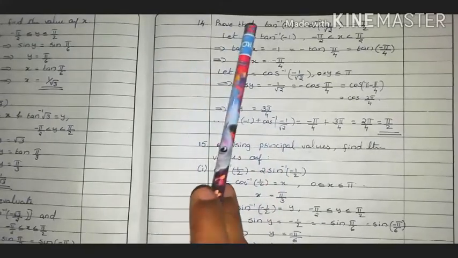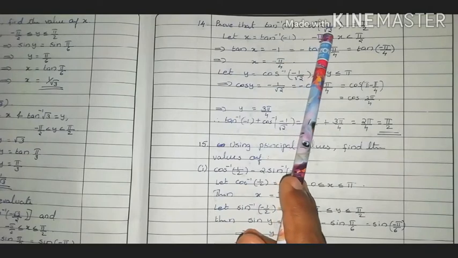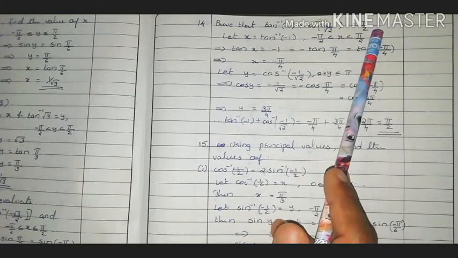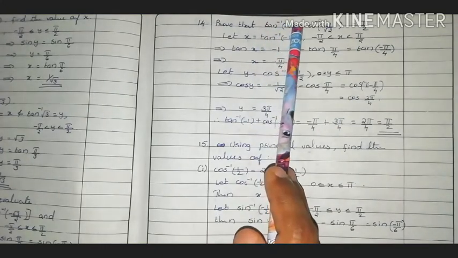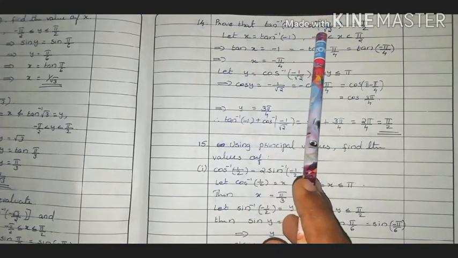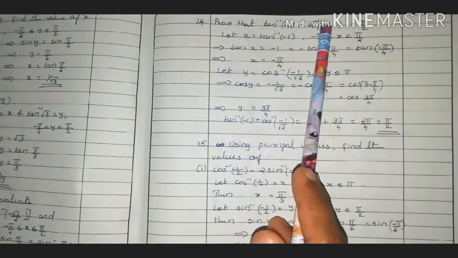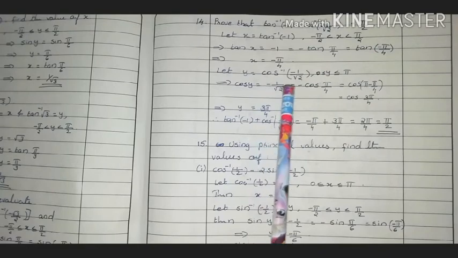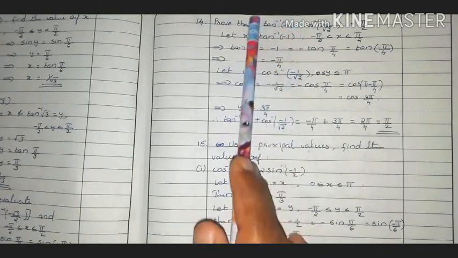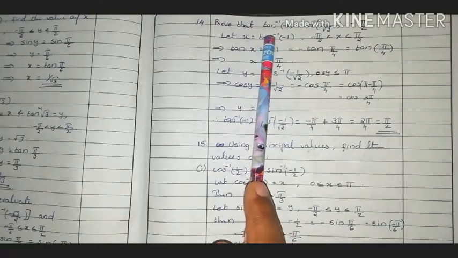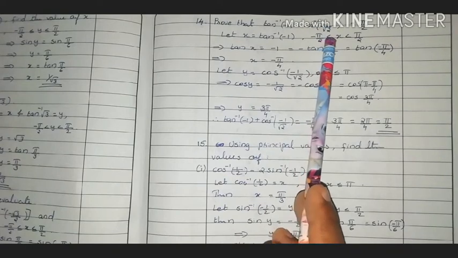Prove that tan inverse 1 plus cos inverse minus 1 by root 2 is equal to pi by 2. We can separately solve tan inverse minus 1 and cos inverse minus 1 by root 2, find the values and substitute them here, and check whether it's pi by 2 or not. We have already learned how to find tan inverse minus 1 and cos inverse minus 1 by root 2. Use that same method.